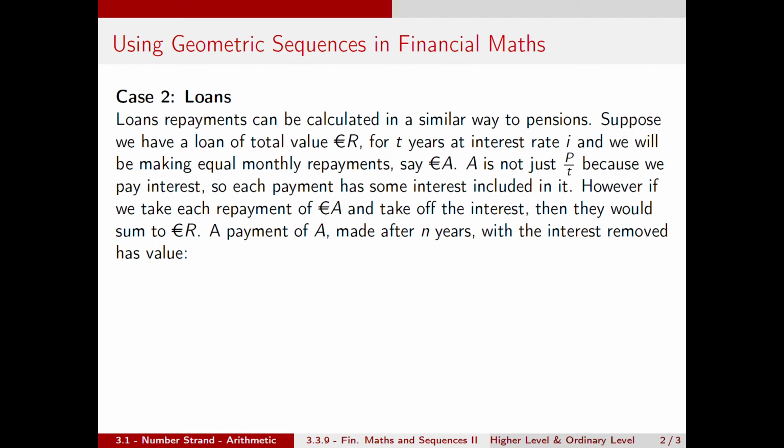So if we take each repayment of €A and take off the interest, then they would have to sum to R. So if we don't include the interest, we know that all of our payments will sum to R. A payment made of A, made after n years, with the interest removed, has value A all over 1 plus I to the power of n.